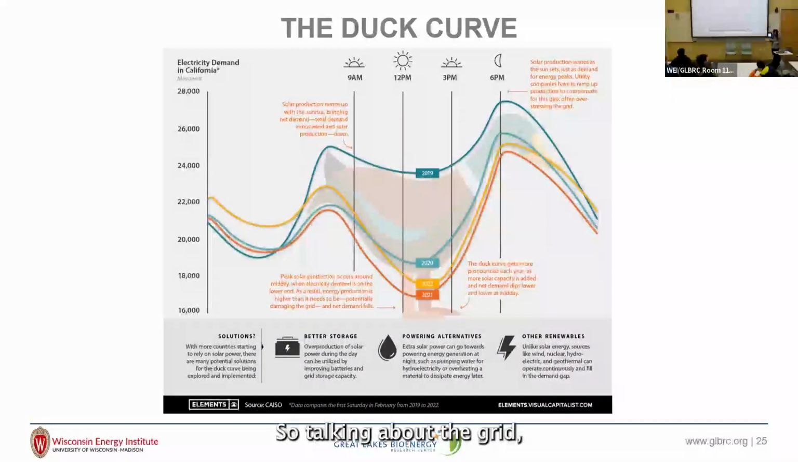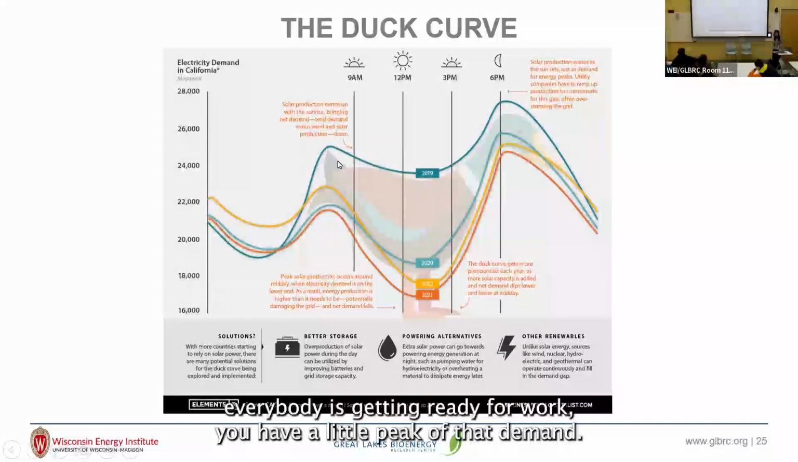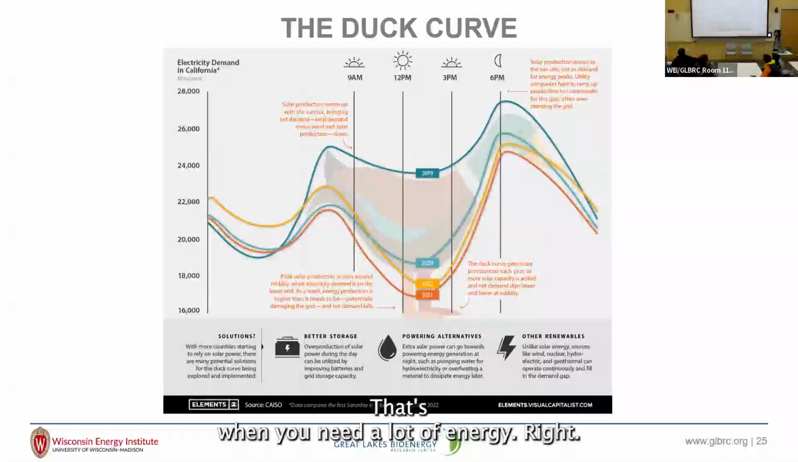Talking about the grid and energy storage, I have an example here called the duck curve. As you can see, the curve looks like a duck. This shows California through the day, the energy demand. All of these lines are net energy demand, with the supplies subtracted out. In the morning, when everybody's getting ready for work, you have a little peak of demand. That's when you need a lot of energy, right?